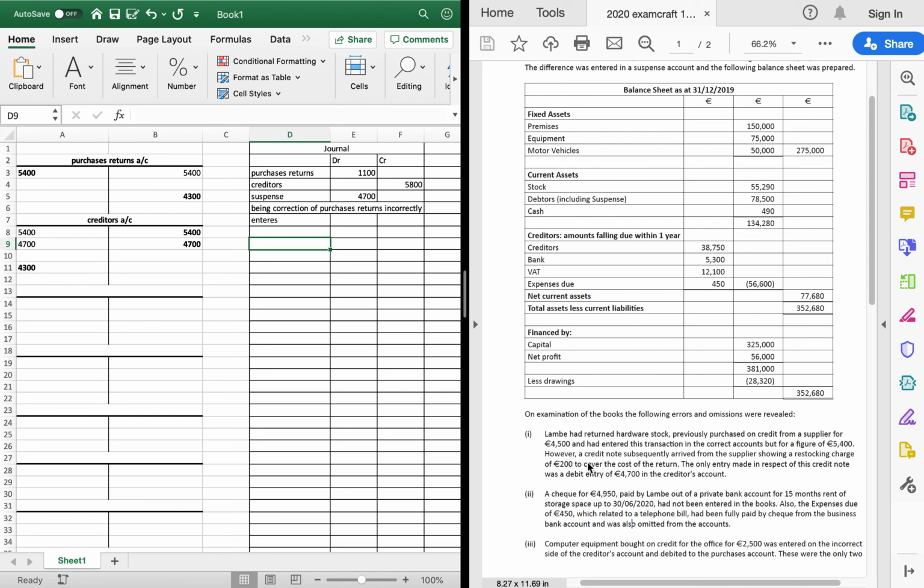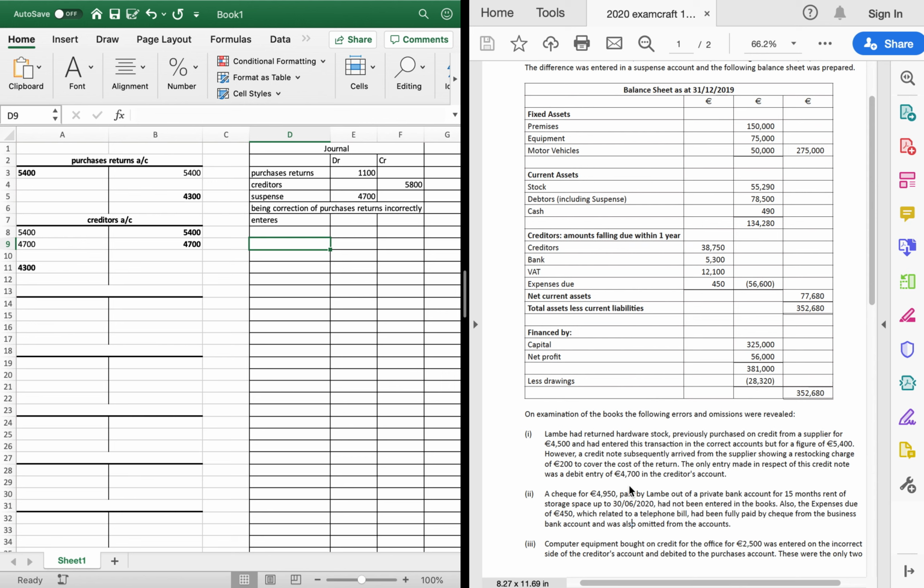Number two, a check for 4,950 paid by Lambe out of a private bank account. It's private. Once we see that word, we know we're into drawings or capital, for rent of storage space up to the 30th of 6, 2020. We're doing the accounts for 2019, so there's obviously going to be a prepaid there. Had not been entered in the books. Also, the expenses due of 450, which relate to the telephone bill, had been fully paid by check from the business bank account and omitted from the accounts.